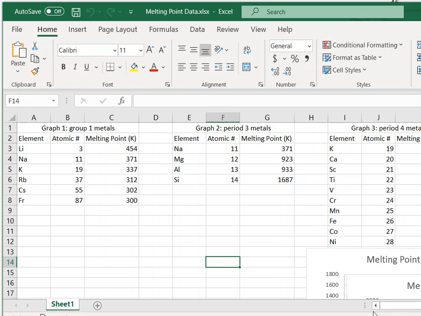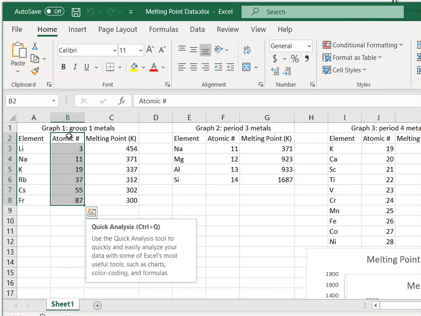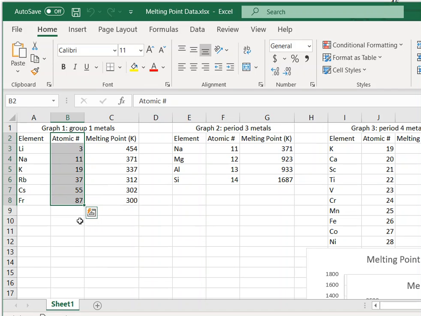So here I have an Excel spreadsheet, and what I've done is I've just collected my data from the website and I organized it into columns. Now an important thing to know in Excel is that that first column that you select for your graph will be your X. So I want my X-axis to be atomic number. So I'm just going to click and drag and select those cells. Now I want to select my Y values, my vertical axis.